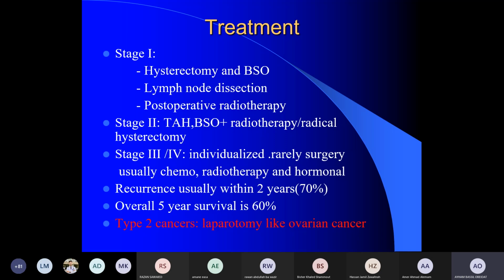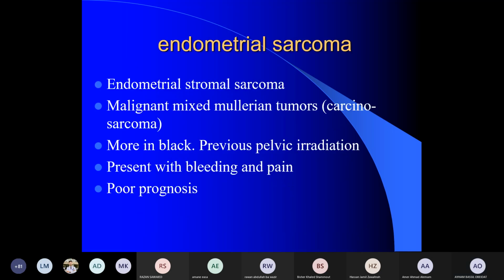Now, when we are talking about stage 3 and 4, it means that the disease is disseminated into the peritoneal cavity or distant metastasis. And in this case, the treatment will be individualized. So it's a combination of surgery, radiotherapy, and chemotherapy, not single treatment. Okay. The prognosis for endometrial carcinoma is generally good.